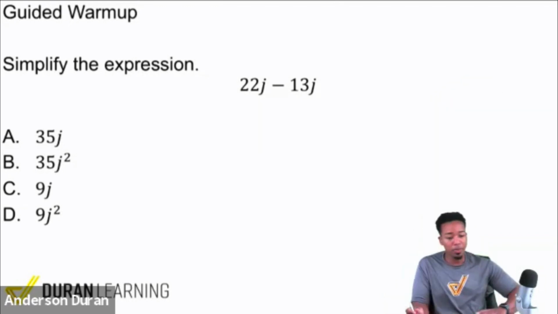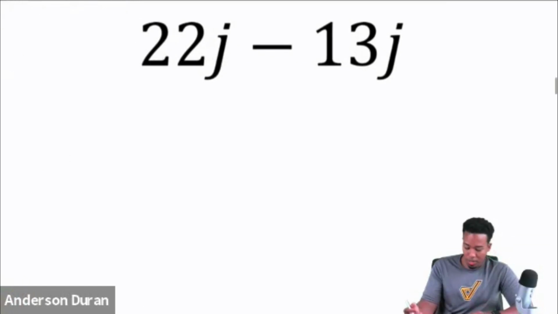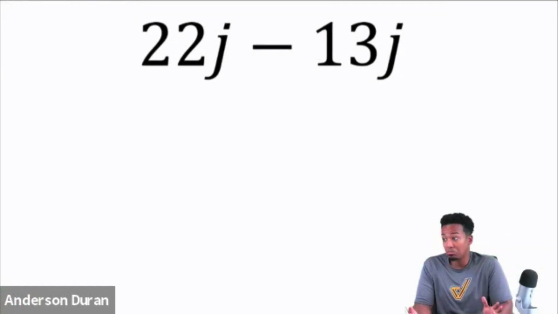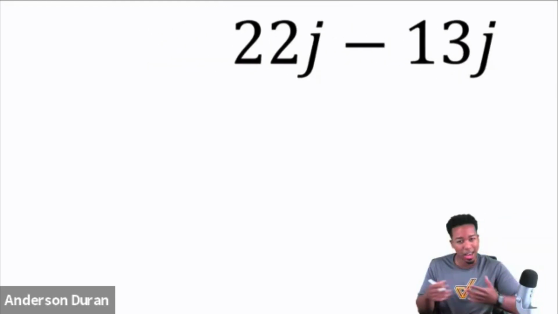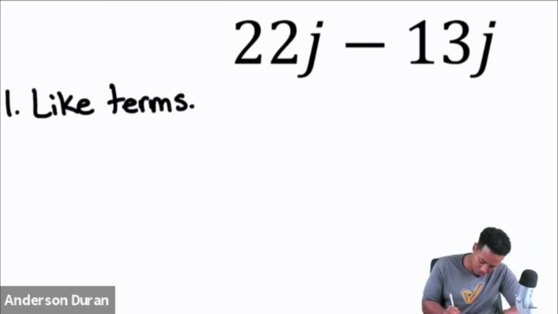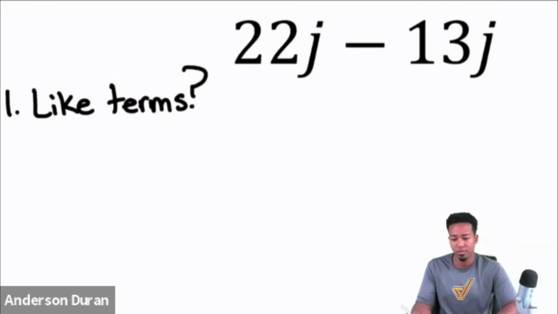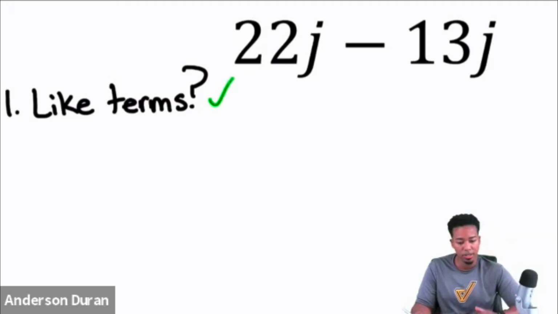Here we go. Simplify the expression. We're looking at 22j minus 13j. This probably should be one of the easier things we do today. Remember, when you're doing polynomials and you have to add or subtract or simplify, the first step is to ask yourself, are these like terms? The answer is yes. Check that off right there. They are like terms.